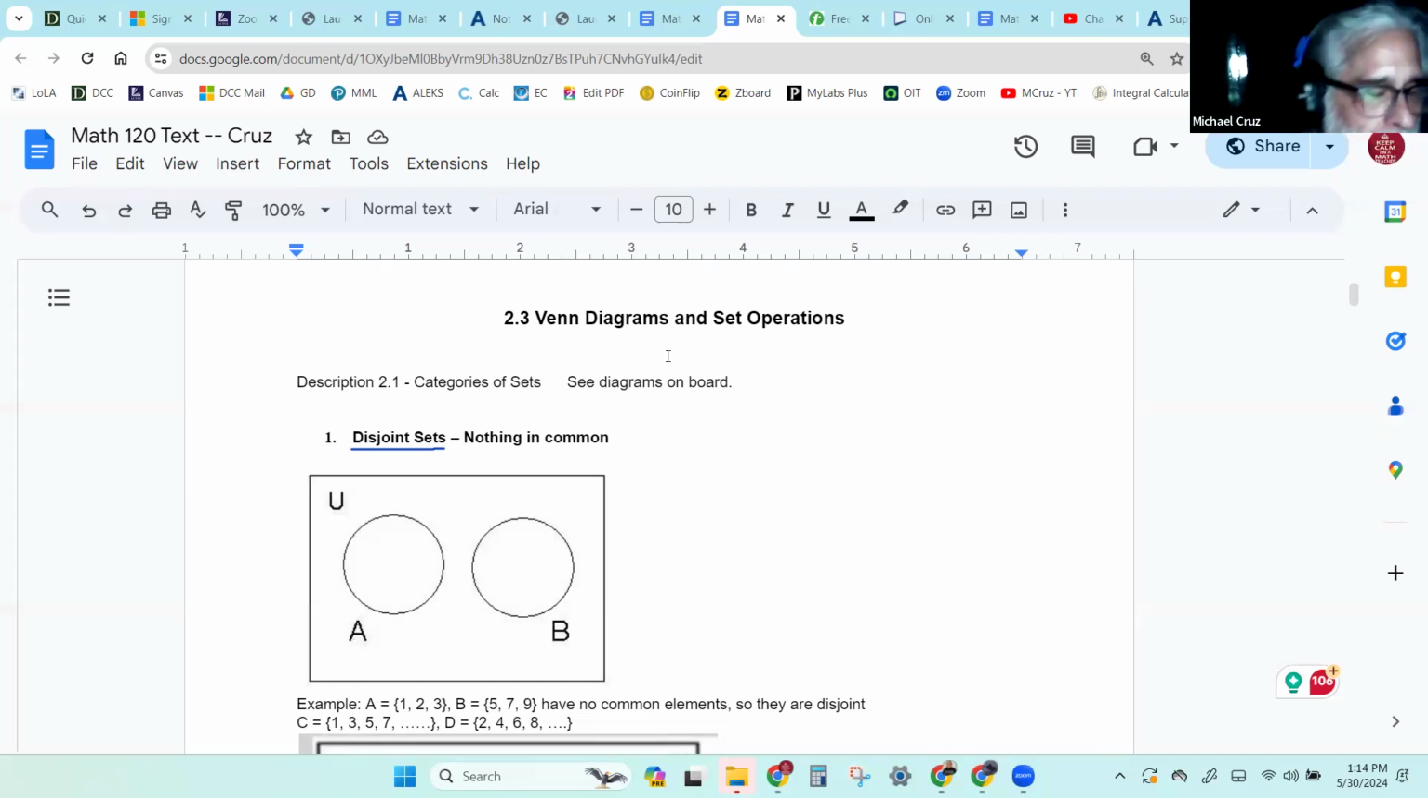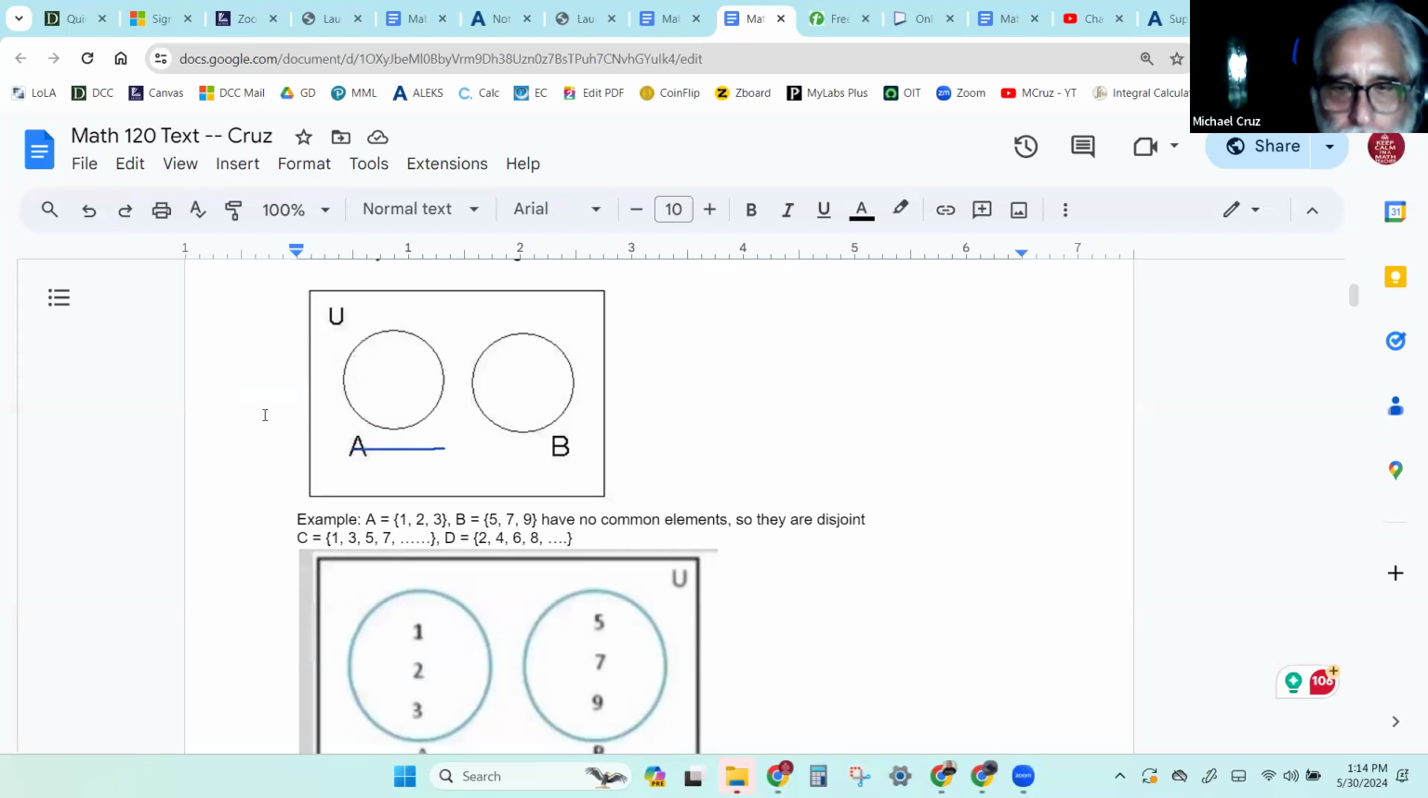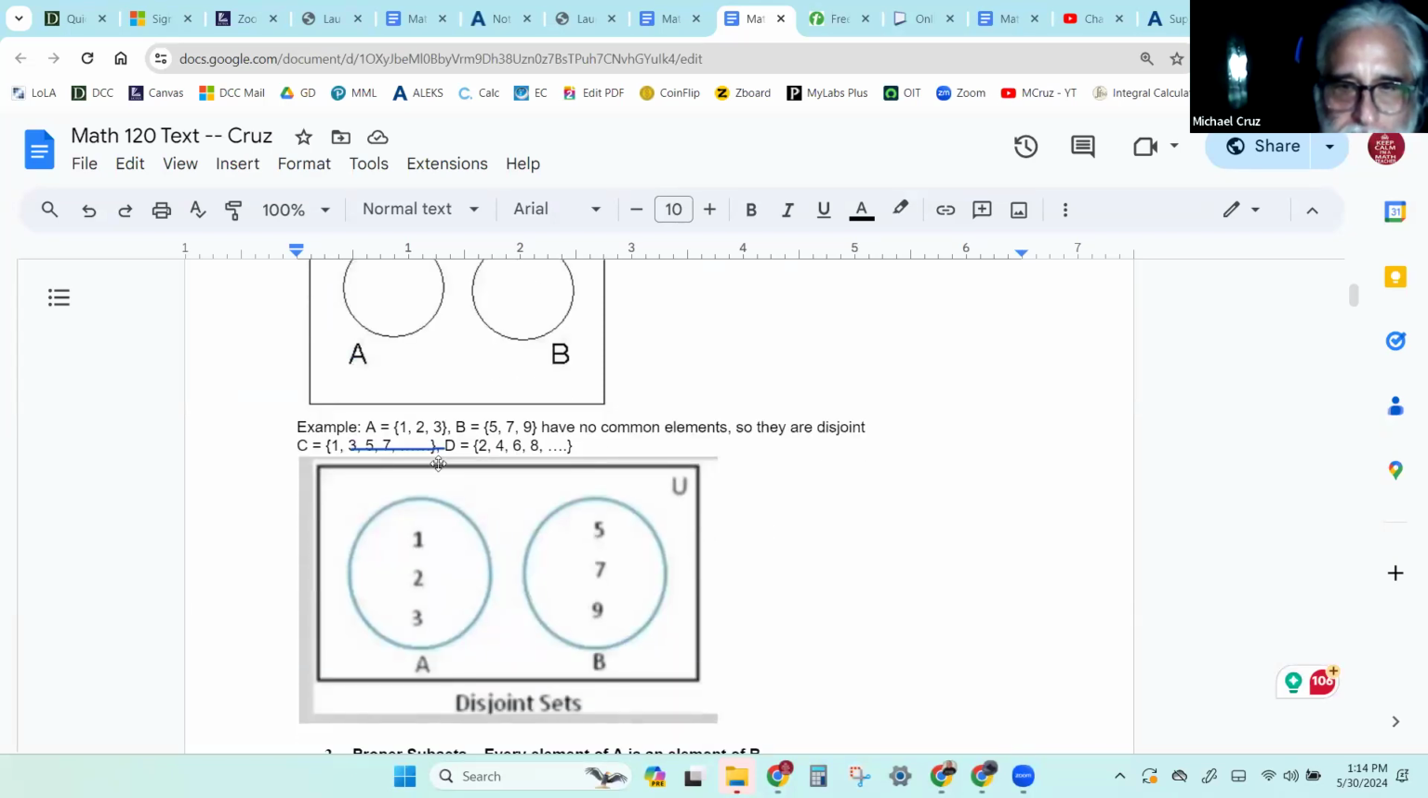As a matter of fact, a set and its complement are going to be disjoint. They won't have anything in common. So here's the representation of that visually. If we just have set A as 1, 2, 3, and set B as 5, 7, and 9, you can see that there's nothing in common. That's why they don't overlap. If there were some common number, they would overlap, and then you would have it in the middle. And I'll show you in a second how that works.